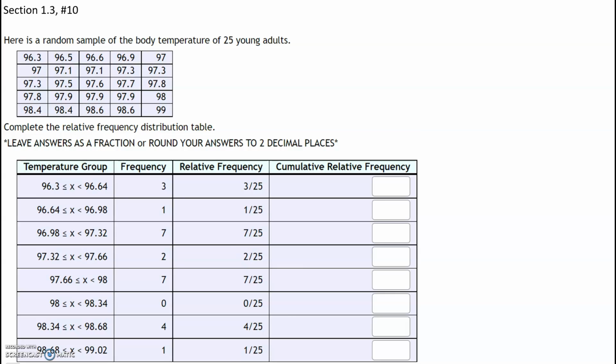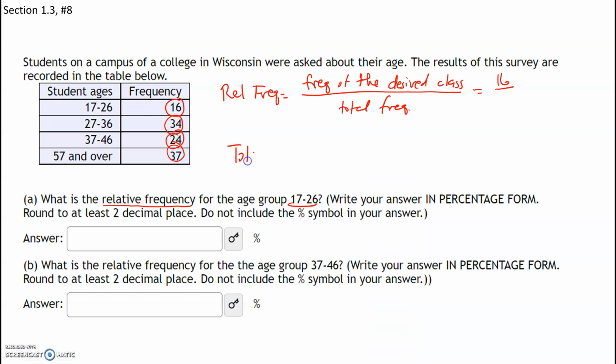Now we have to figure out what our total frequency is. To get the total frequency, we're going to add 16 and 34 and 24 and 37. If we add all these up, our total frequency is going to be 111. That's our total frequency. So we're going to take 16 and divide that by 111.